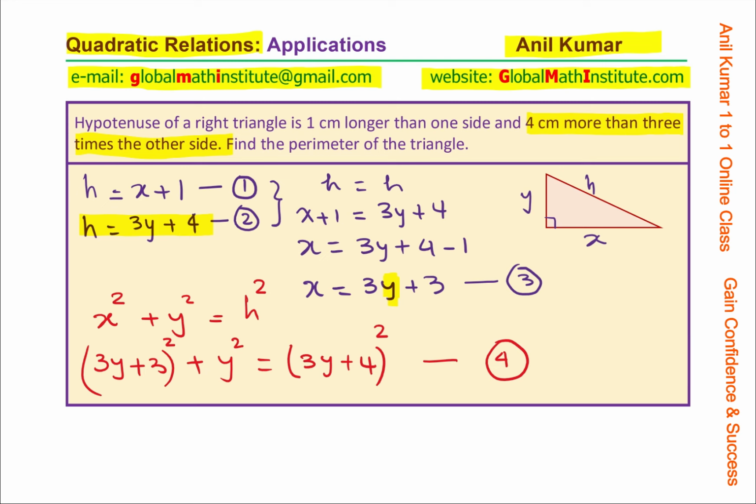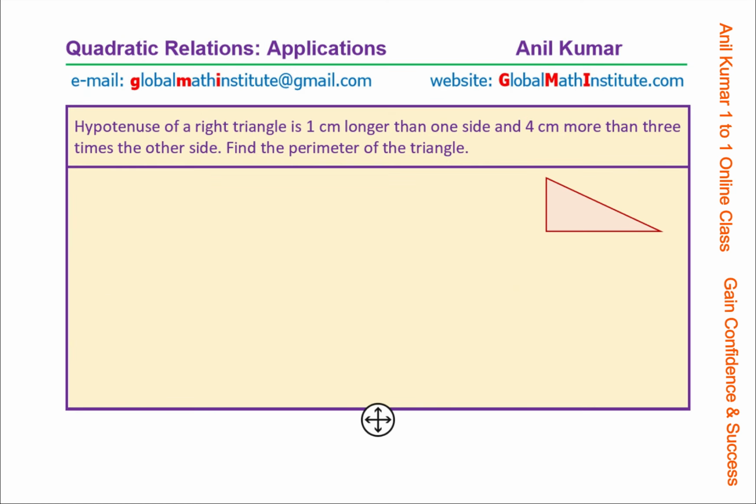And definitely a quadratic equation will give you a solution at least, right? So let's now take it to the next page and solve this equation. So we have (3y plus 3) whole squared, plus y squared. Let's write down here (3y plus 3) whole squared plus y squared equals (3y plus 4) squared, right?